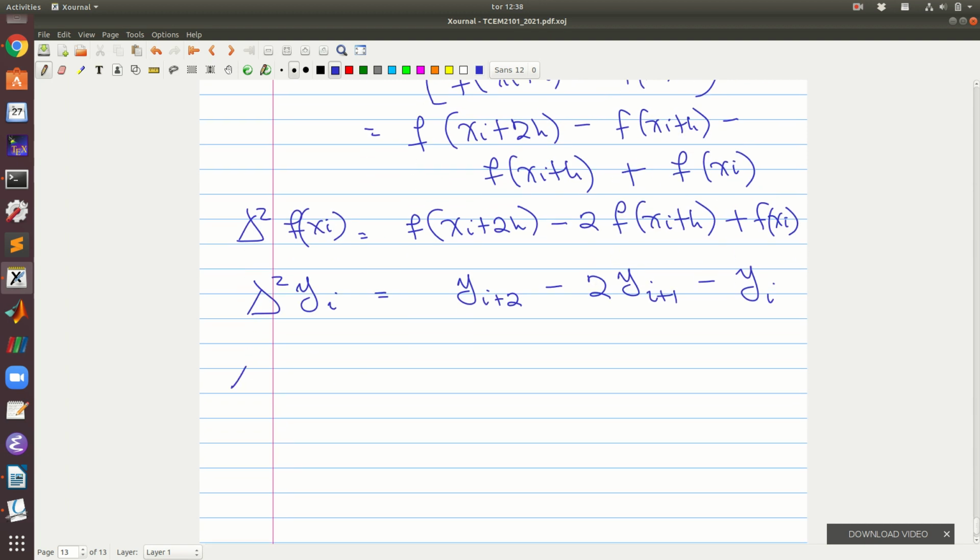So if we want to find this at x naught, in other words when i is 0, we can just write it here. When i is 0, this is going to be y2 minus 2 y1 plus y0.